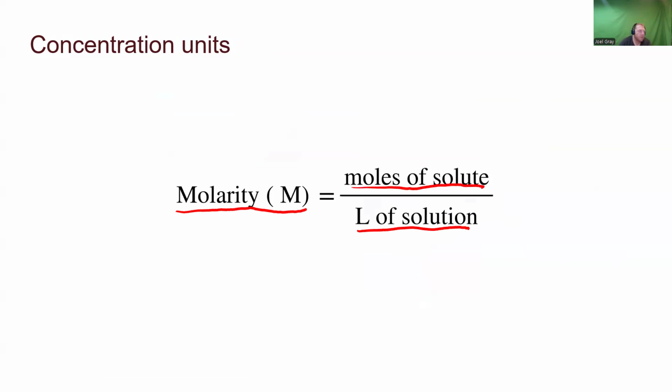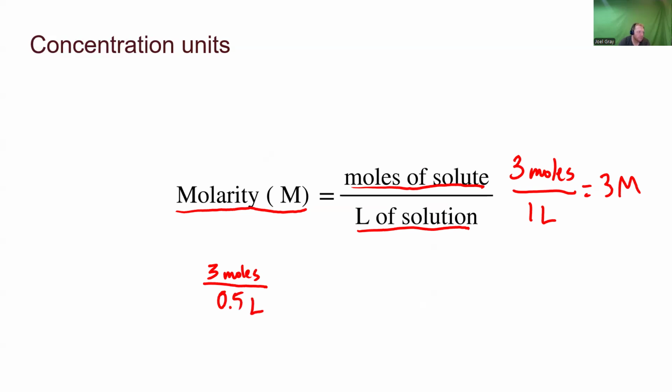Okay, so if you have 3 moles of something in 1 liter, that would make a 3 molar solution. If you had 3 moles of a solute in 0.5 liters, could anyone add to the chat what that concentration would be? In this one, it's quick and easy to mental math it, but plug it into your calculator. 3 divided by 0.5. 3 divided by 2 would be 1.5.